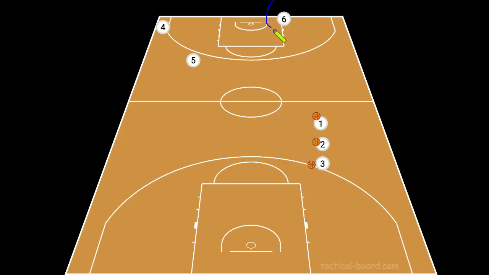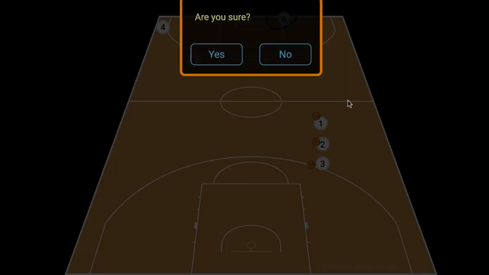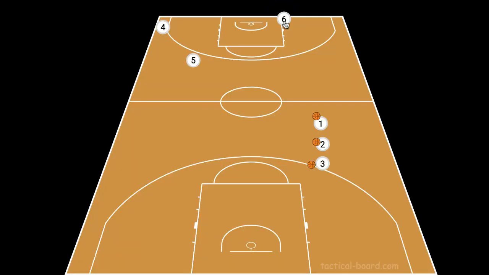Now here in this position, number 6, again, the numbers don't really matter. I'm just using those to label each player. But number 6 here, the person in this spot, they are standing under the basket in a rebounder's position. So they're going to be rebounding the basketball.